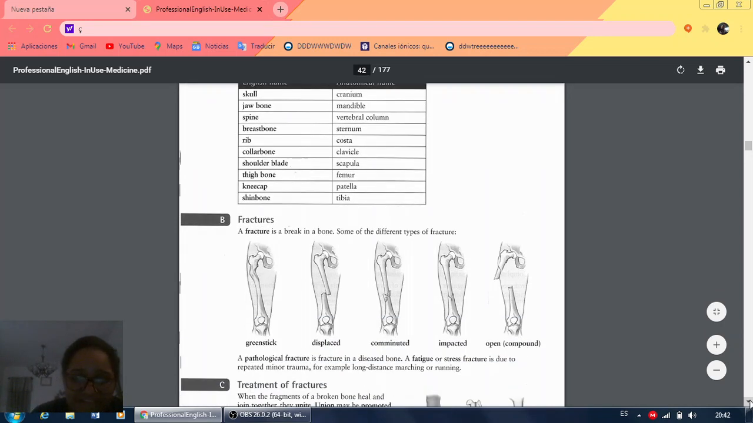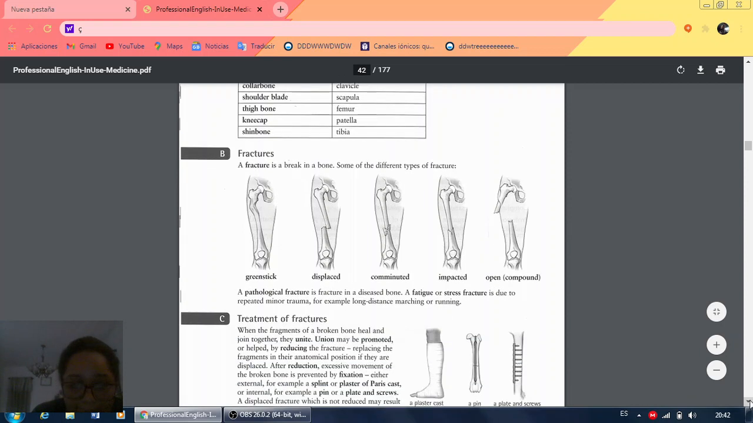Fractures. There are different types of fractures: comminuted, impacted, compression. The pathology: a stress fracture is a fracture seen in athletes, for example, long-distance runners, in the doctor's report.